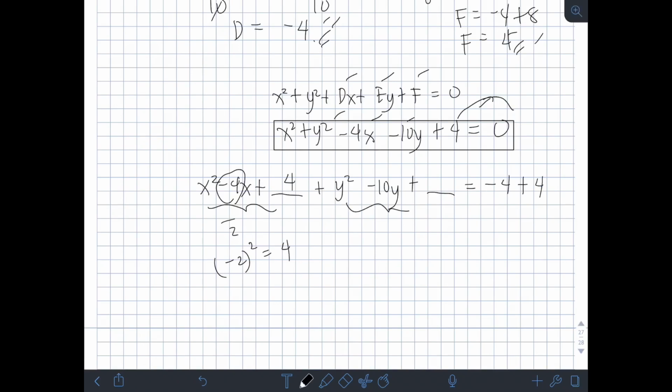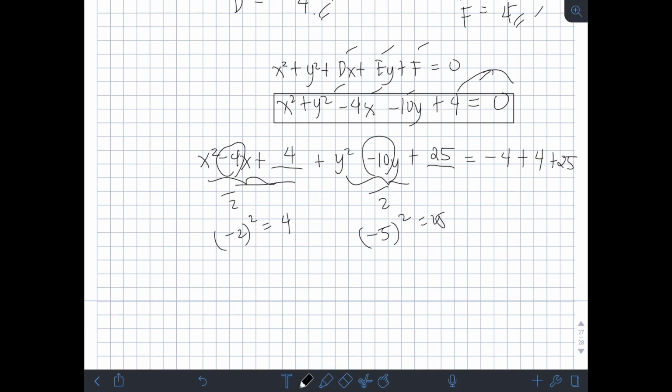Now, for the y naman, we have, divide natin tong numerical coefficient ng y na negative 10 by 2. We have negative 5. Then, squared, we have positive 25. So, add tayo ng positive 25 sa left. And then, para sa right, add din tayo ng 25 para balance. Now, factor na natin tong x. So, magiging x minus 2, quantity squared, right? Plus, ito ring y, factor natin, y minus 5, quantity squared. Equals, so negative 4 plus 4 plus 25 is 25.